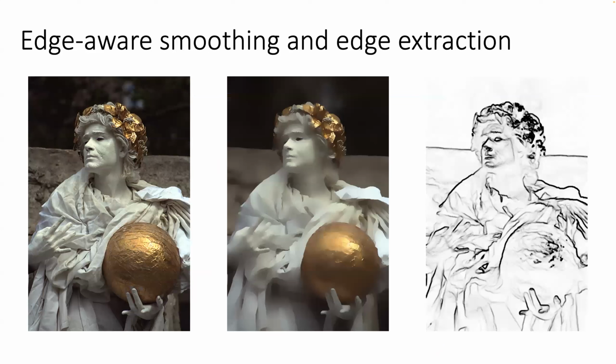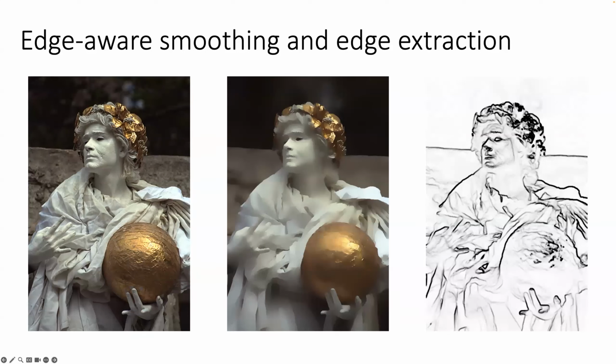This shows an example from the original paper on domain transform processing. On the left is the original image, while in the middle shows the smooth image using the domain transform edge-aware processing with the parameters recommended from the original paper. We can see that the face of the statue is a lot smoother and the wrinkles on the golden ball are removed.